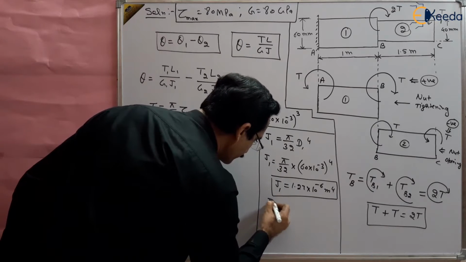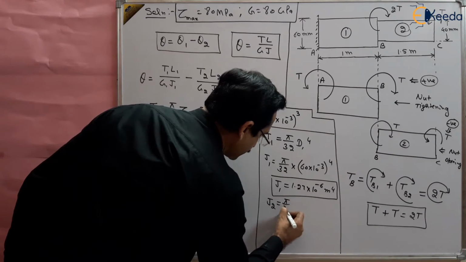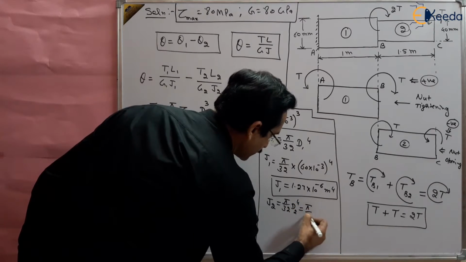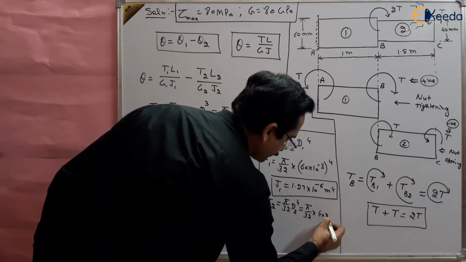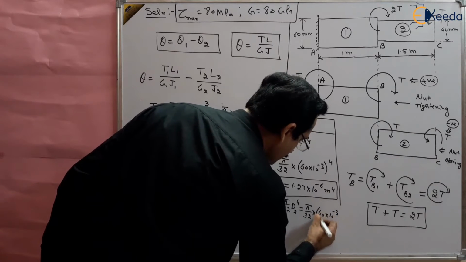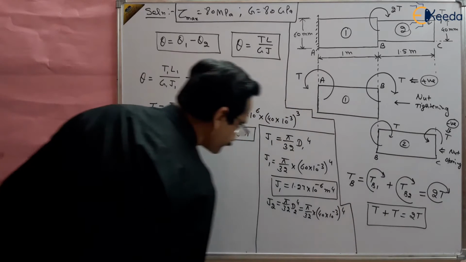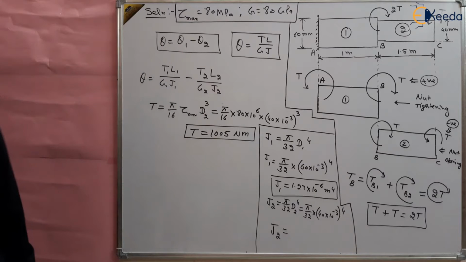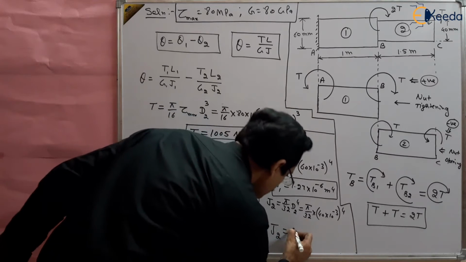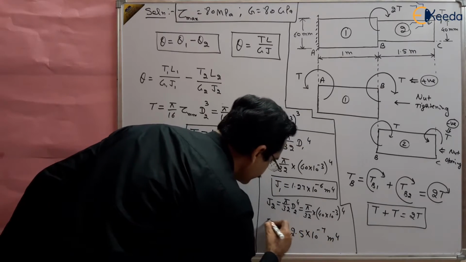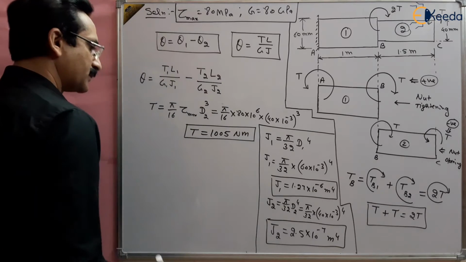Similarly, you can find out J2, that is equal to pi by 32 d to the power 4. So this will be pi by 32. What is D2? That is 40, and the power to the 4. So J2 will come out to be, solve it and you will get the polar moment of inertia of the second part of the shaft, and that will come out to be 2.5 multiply 10 to the power minus 7 meter to the power 4.